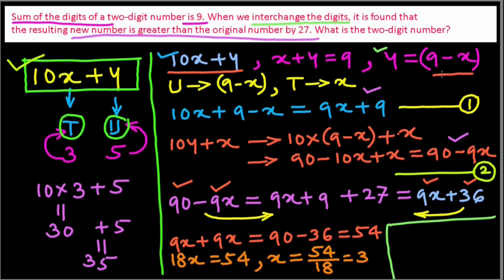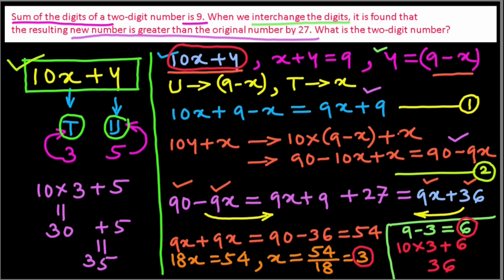Now y, that is 9 minus x, will be 9 minus 3. Now the digit in the units place is 6 and the digit in the tens place is 3. So the original number 10x plus y will become 10 multiplied by 3 plus y, which is 6. So it will be 30 plus 6, that is 36. So 36 is the required two-digit number.